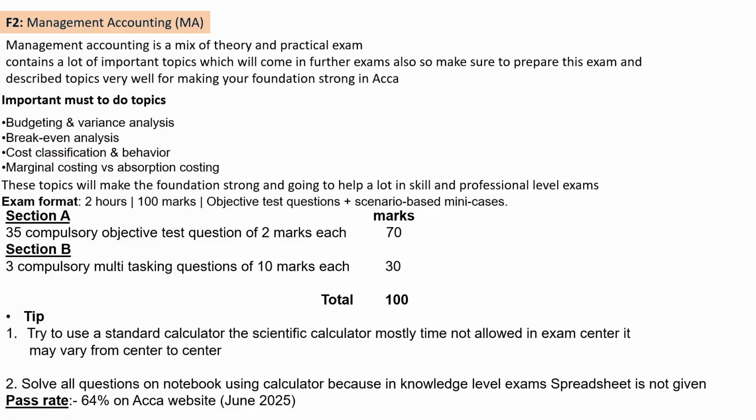The second point: solve all questions in a notebook using a calculator, because in knowledge level exams a spreadsheet is not given. It's only for skill and professional level papers. The passing rate of the management accounting paper is 64% on the ACCA official website, as of June 2025, and the institute may take it to a higher rate. So it will be a little easy if you take classes from a good, reputed institute.